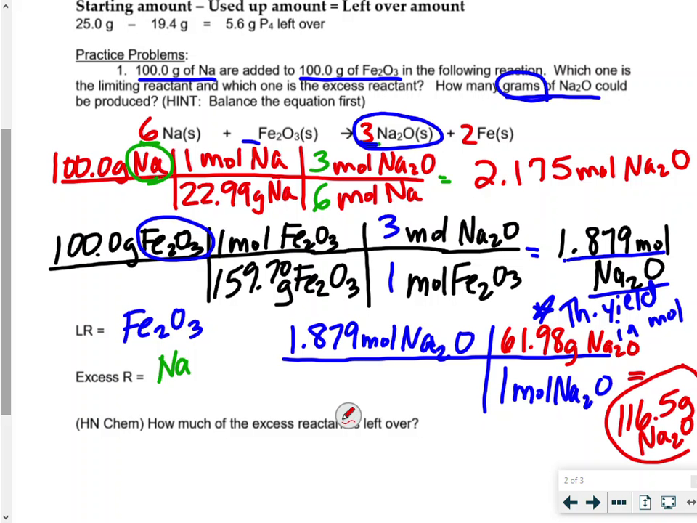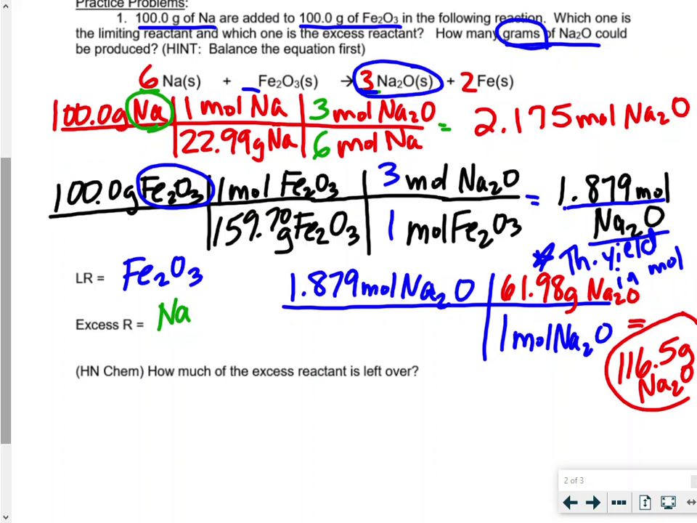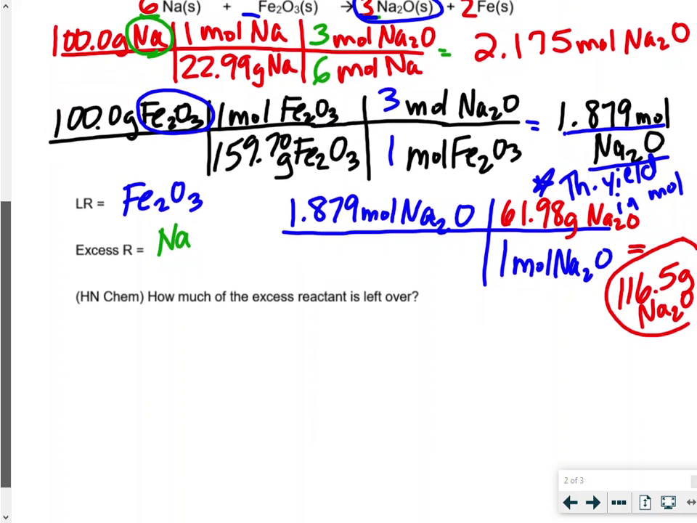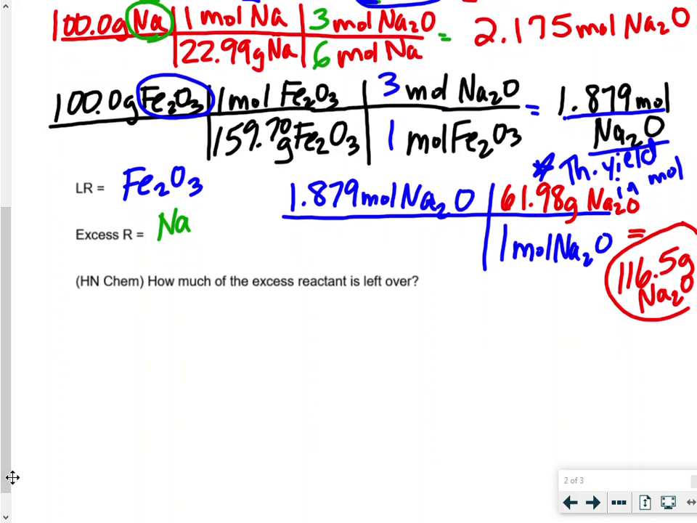We still have one more thing to do because we need to calculate the excess amount. Okay, now you can do it one of two ways. You can start with the theoretical yield and work it to the excess reactant, or you can start with the limiting reactant and work it to the excess reactant. So I'm going to show you both. You can pick which way you like better. Of course, I told you that I preferred to start with the limiting.